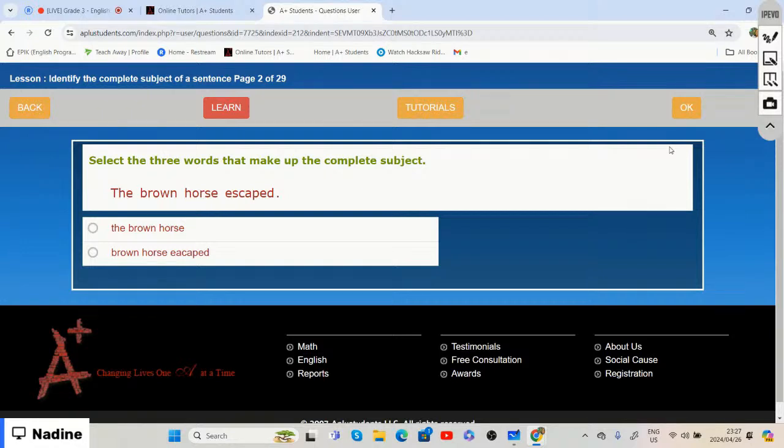The brown horse escaped. We need to select three words that make up the complete subject. Is it the brown horse, or is it brown horse escaped? We need to say who or what escaped. Who or what escaped? So the brown horse or brown horse escaped.